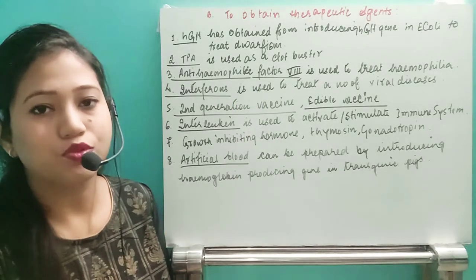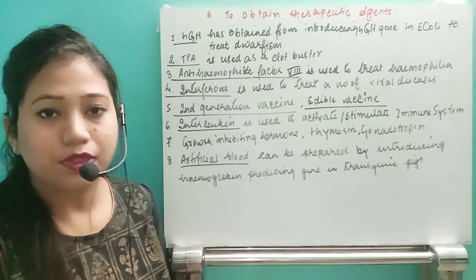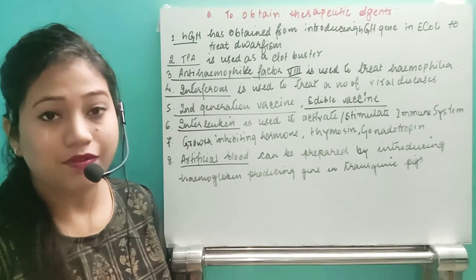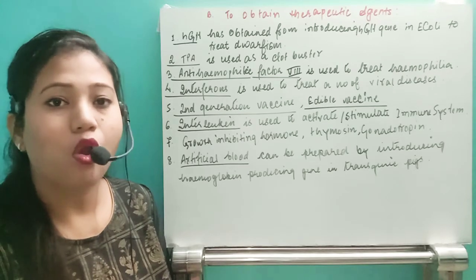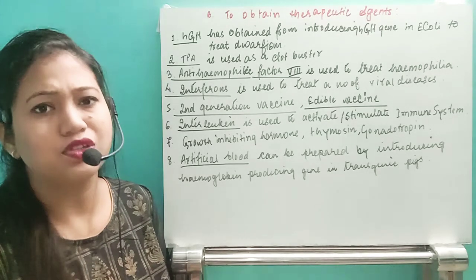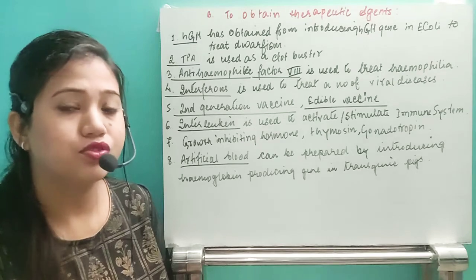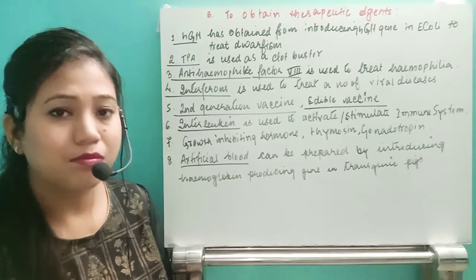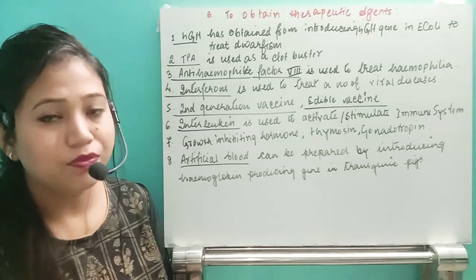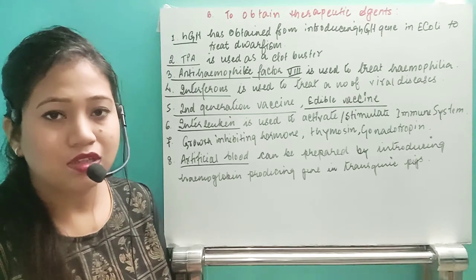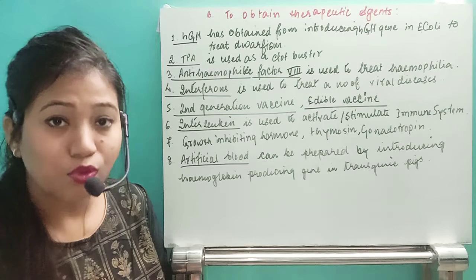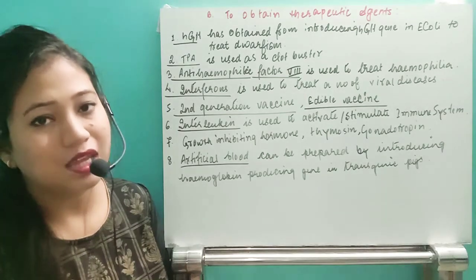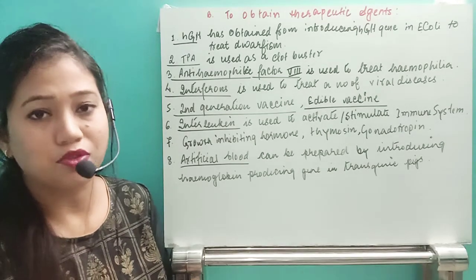So what are the therapeutic agents? The people who are suffering from different types of diseases, if it is related to hormone deficiency or immune related disease also, all these diseases can be treated. It is possible by just the injection of some type of hormone, some type of proteins. The diseases can be treated and it is possible.